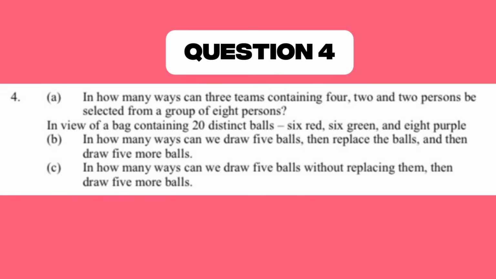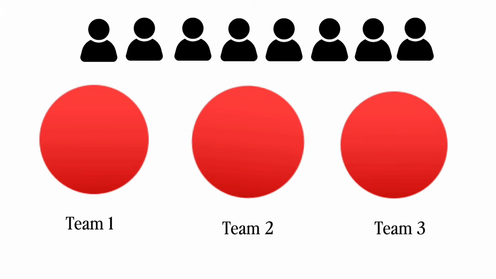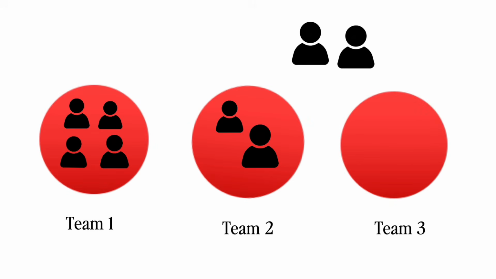Question 4A. In how many ways can 3 teams containing 4, 2, and 2 persons be selected from a group of 8 persons? General questions. Does order matter? Is there any repetition of any element? So the question is telling us that we're finding the number of ways we can choose from 8 persons to form like 3 teams. One containing 4, one containing 2, and then the other containing 2.